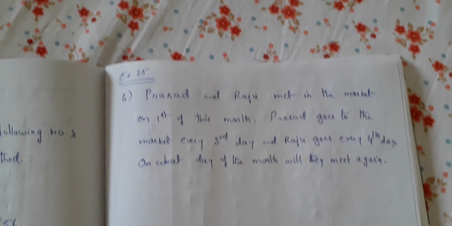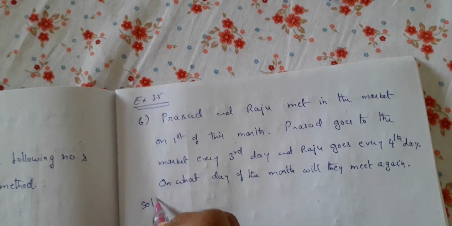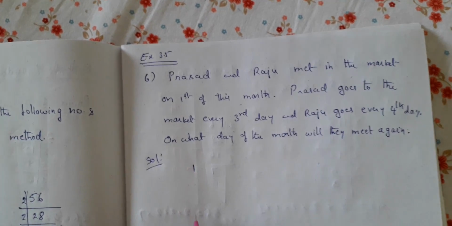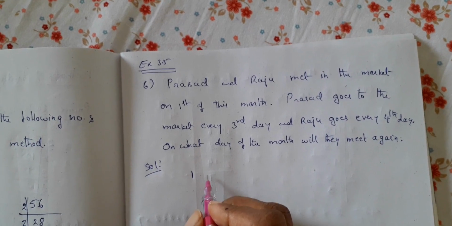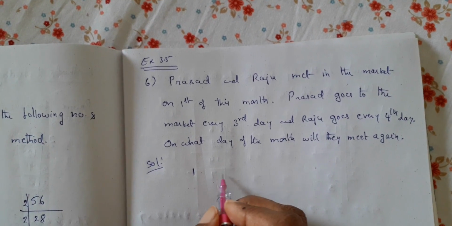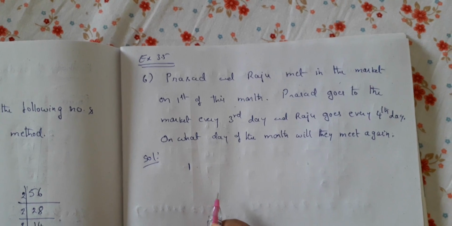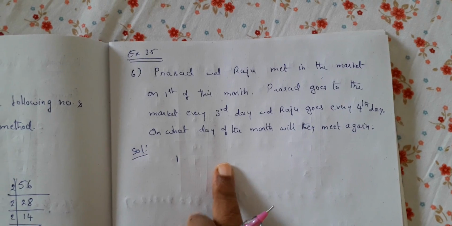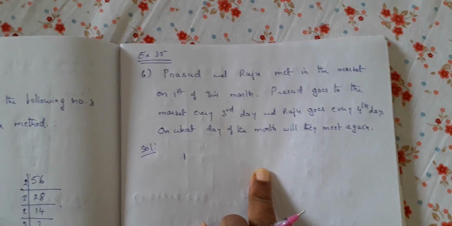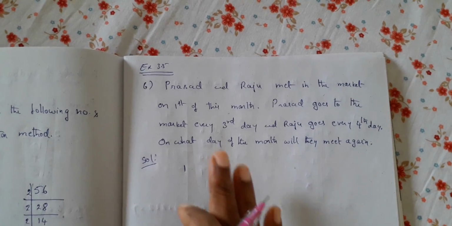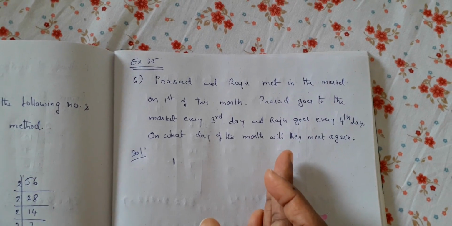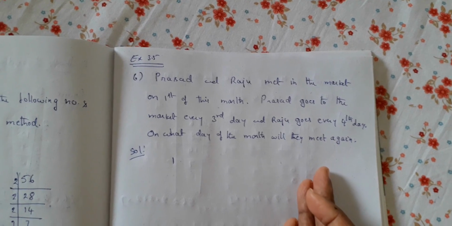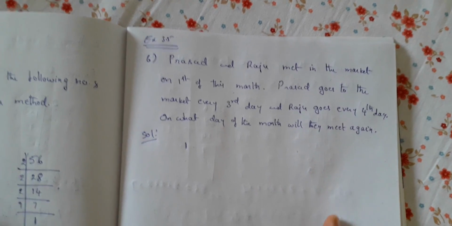See, this is a beautiful logical problem. On 1st of this month they met already, right? And every third day, that means Prasad will be going to the market on the 4th, and Raju goes to the market on the 5th, as he goes every fourth day. So when will they meet again?